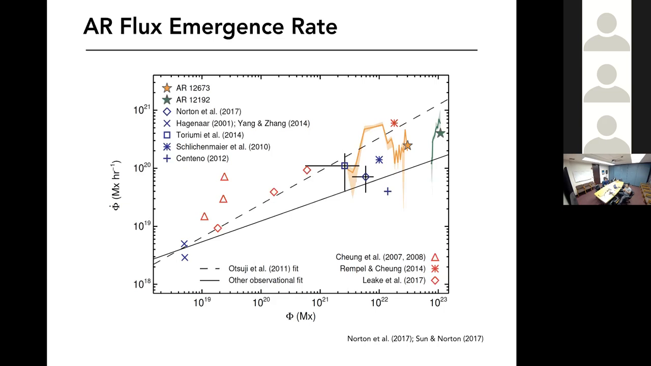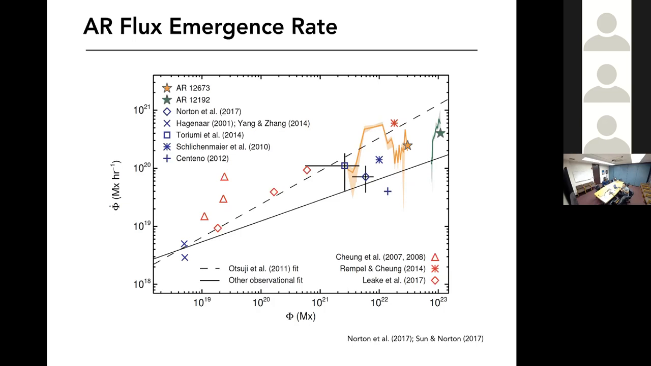There are legends here. Basically what it says is that the blue symbols are from observations. On the lower left we have smaller active regions or ephemeral regions. On the upper right, we see these squares with error bars. That's a sample of active regions from Toriumi, for example.